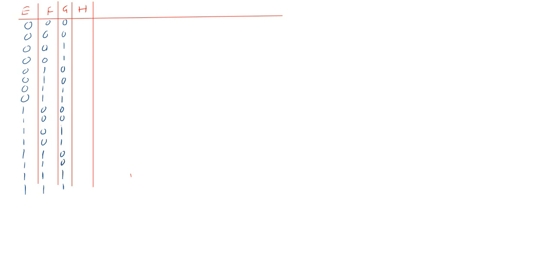Then for H, we go now with 0, 1, 0, 1. So we have 0, 1, 0, 1, 0, 1, 0, 1. We have 0, 1, another 0, 1, and another 0, 1. So that is basically the truth table, which is now the inputs.